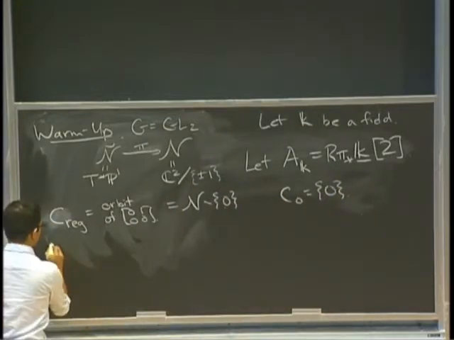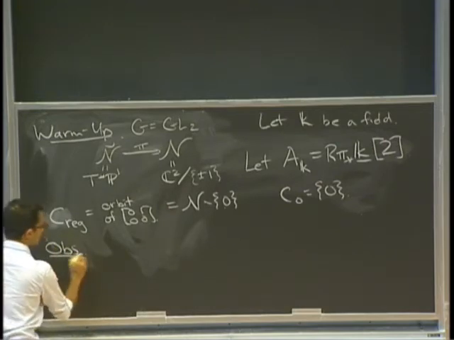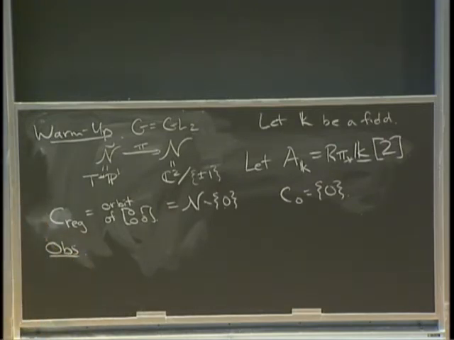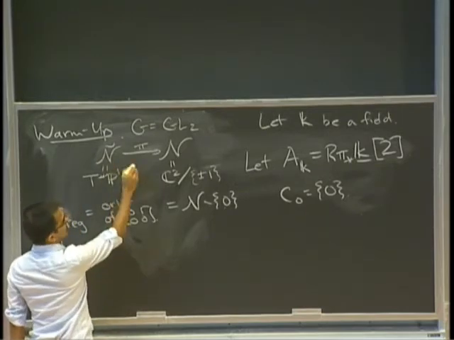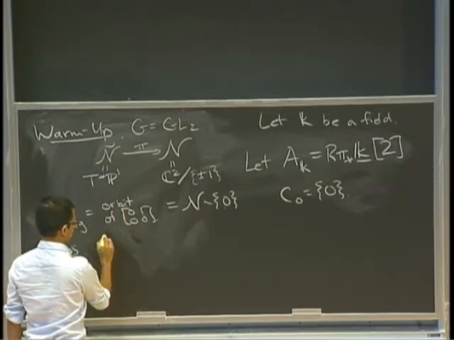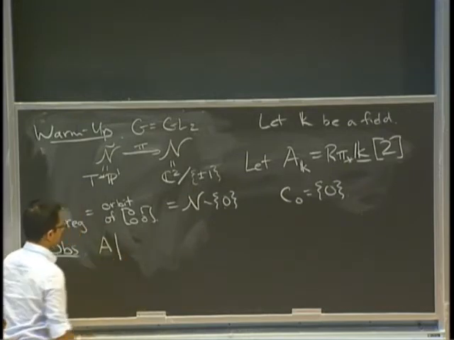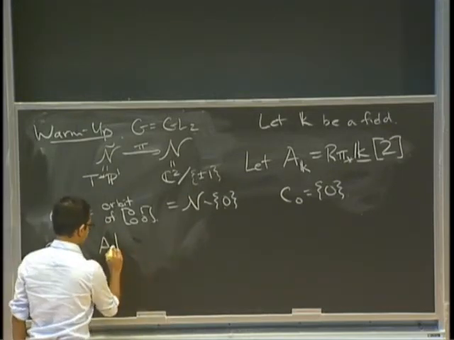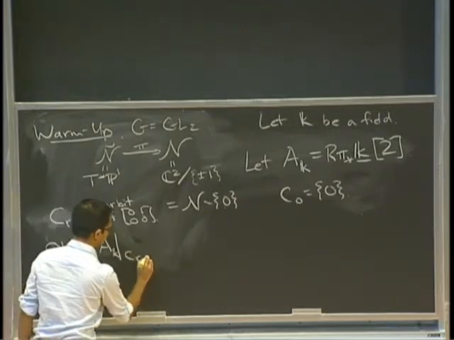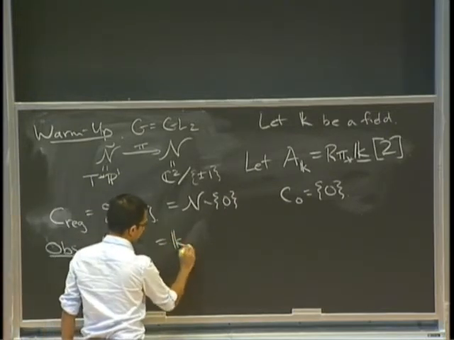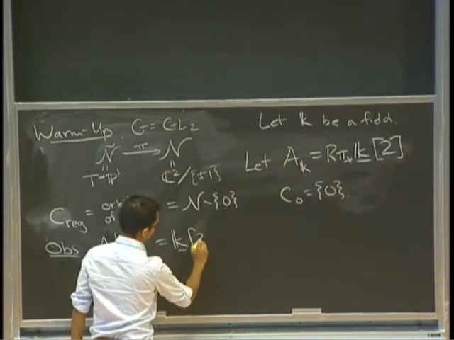OK, so here's an easy observation. I mean, this is clear from the things I've written on the board already. Pi is an isomorphism over the regular nilpotent orbit. So if you just restrict this Springer sheaf with coefficients in K to the regular nilpotent orbit, well, you just get the constant sheaf with a shift.